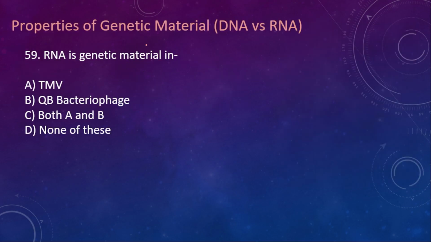Next, properties of genetic material, that is DNA versus RNA. 59. RNA is genetic material in A. TMV, B. QB bacteriophage, C. both A and B, D. none of this. Here the right option is C, both A and B.